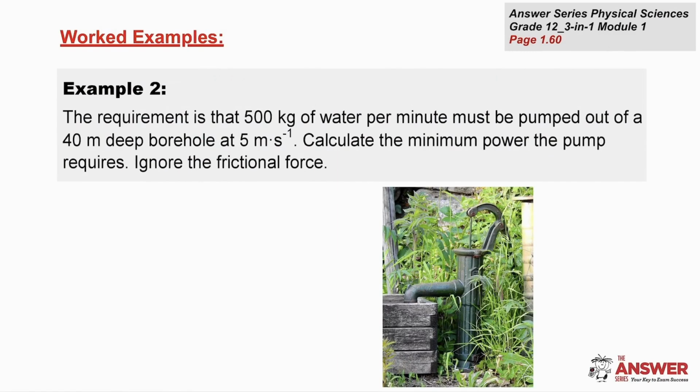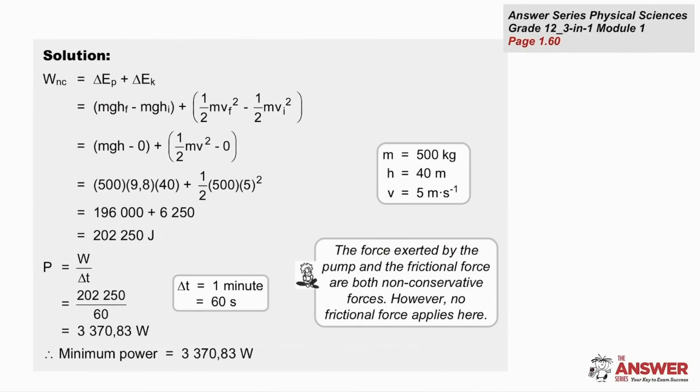Here is a question with requirements for minimum power. The borehole is 40 meters deep, and the required water output is 500 kilograms of water per minute, with an exit velocity of 5 meters per second. The amount of work done on the 500 kilograms is given by the equation for a non-conservative force.